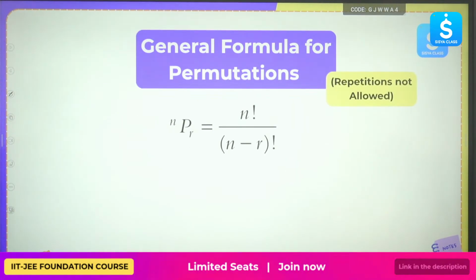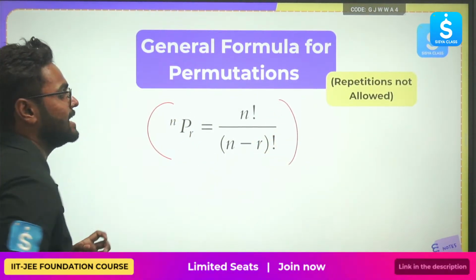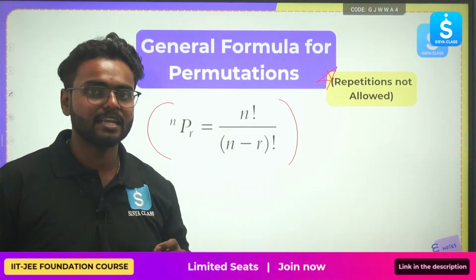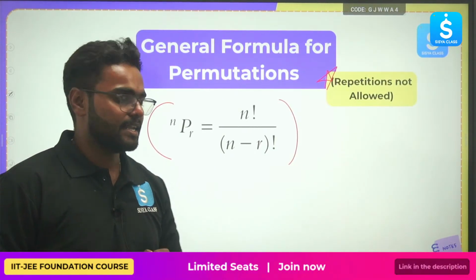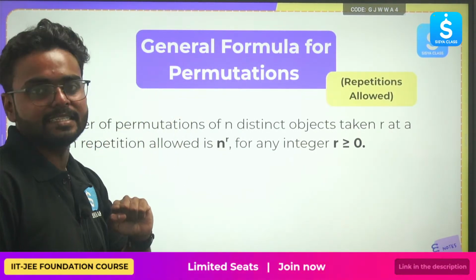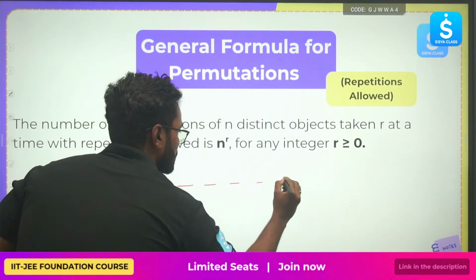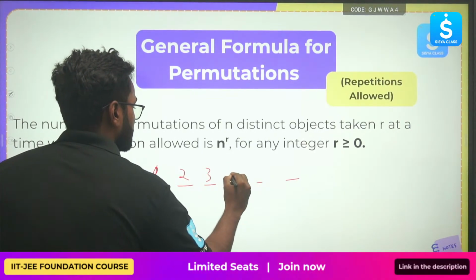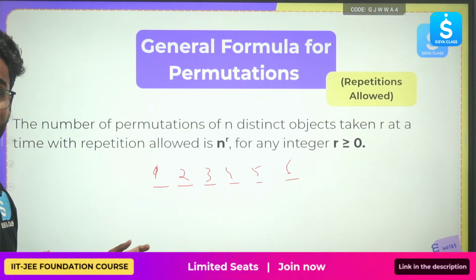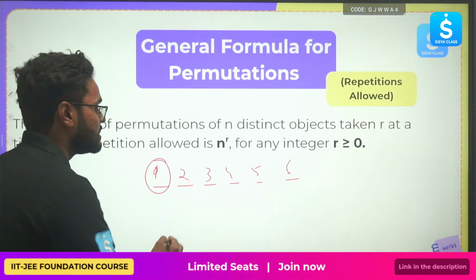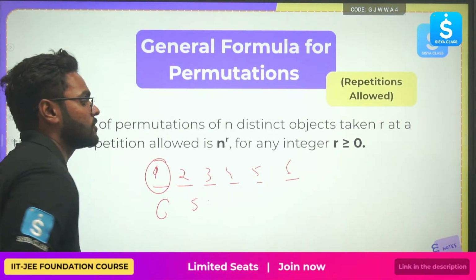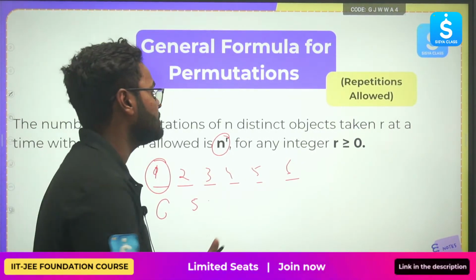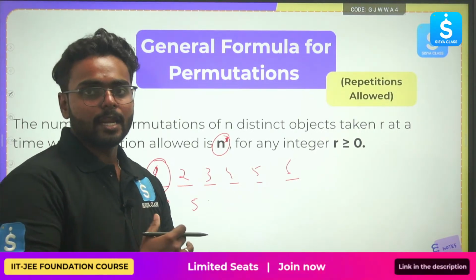Let's continue. This is the general formula of permutations. It is important to remember that in this case repetition is not allowed. If repetition is not allowed, the formula would be different. Now if repetition is allowed, let me give you an example. If you have an arrangement like this and you have to fill it with numbers 1, 2, 3, 4, 5 and 6, how would you fill it? The total number of ways is given by n power r, where n is the total terms and r is the number of places to be filled.